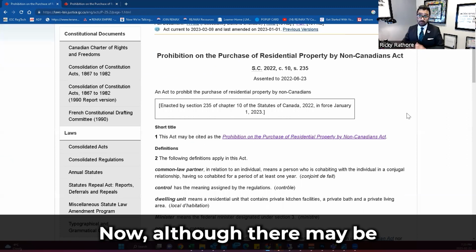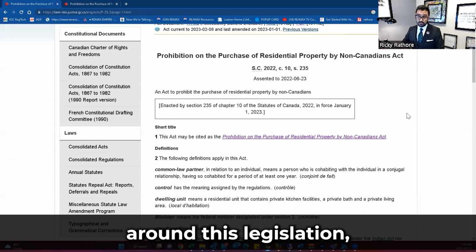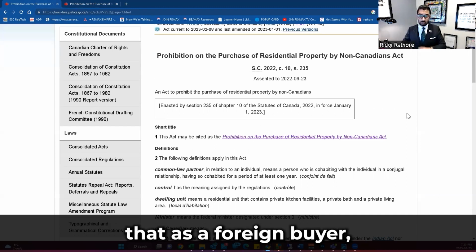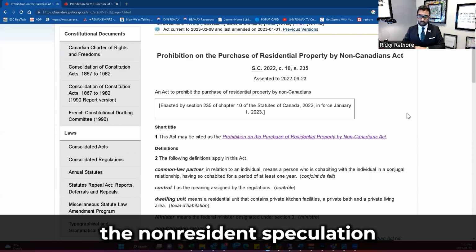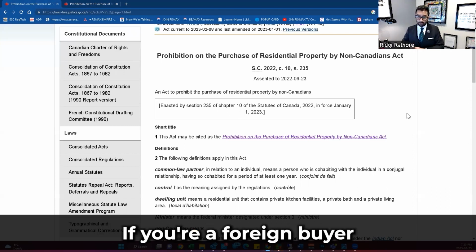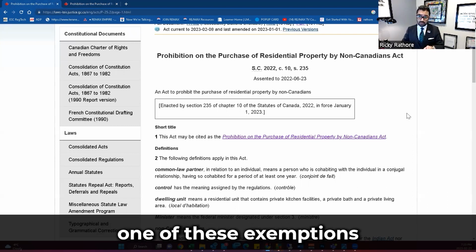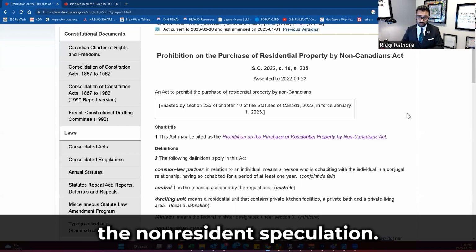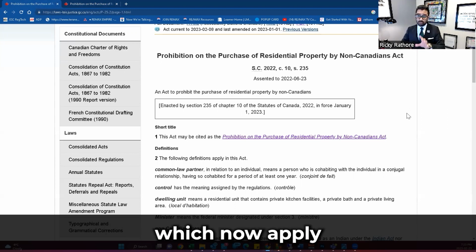Now, although there may be certain loopholes around this legislation, including some of the exemptions that I've talked about today, it's very important that you understand that as a foreign buyer, the non-resident speculation tax may apply. If you're a foreign buyer and you fall under one of these exemptions, or you buy a property that is exempt, you need to carefully consider the non-resident speculation tax, which now applies all over Ontario and is taxable at a rate of 25%.